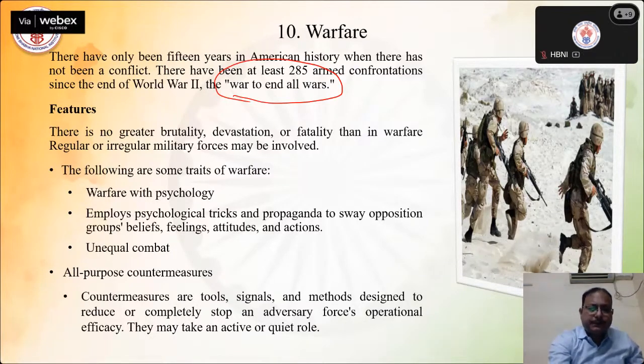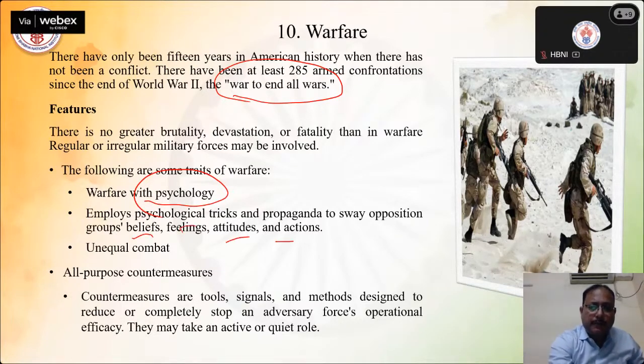Warfare with psychology is very important. Big players play with psychology. An example is the Afghanistan Taliban conflict. What happened? One fine day, Afghanistan was converted into Taliban rule. Psychology completely changed. They imposed their own rules, and people have to follow. They employ psychological tricks and propaganda to sway opposition groups' beliefs, feelings, attitudes, and actions.